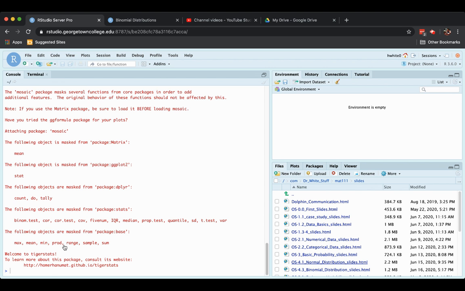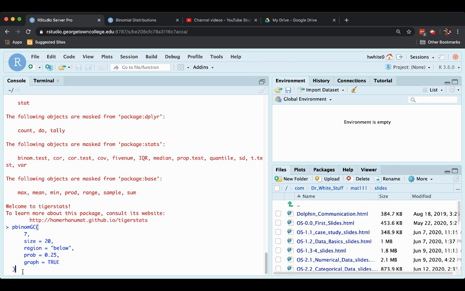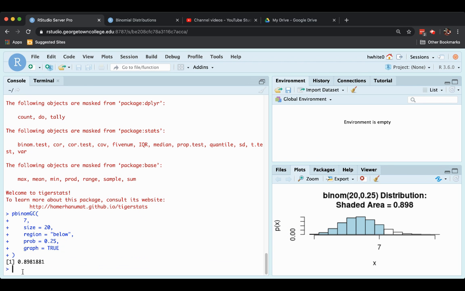So we head to our console, and I'm going to make it big for a moment so you can see better. Paste in the code, run it, and we do get a graph over in the plots window, and we get in the console here, where I'm waving my mouse, the probability. The chance of failing is apparently 0.898, about 89.8%, nearly 90% chance of failing.